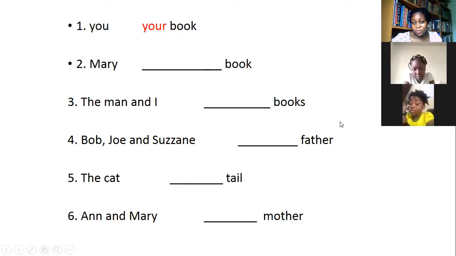If it is I, Miss Justina, and Jolly, I'll say the book is for Jolly and I. So it's our book. If the book is for Mignonette and Jolly, then you can say what? Their book.